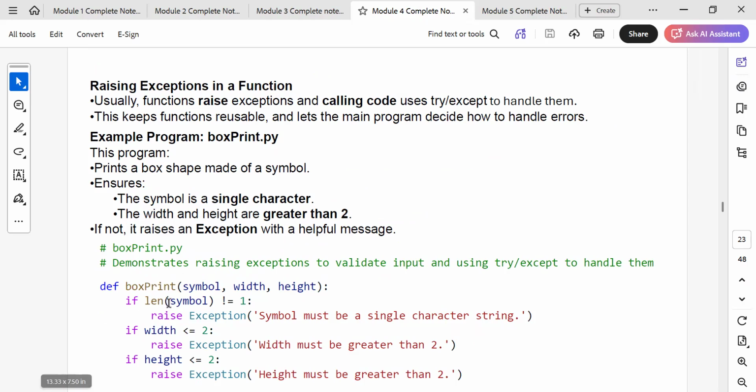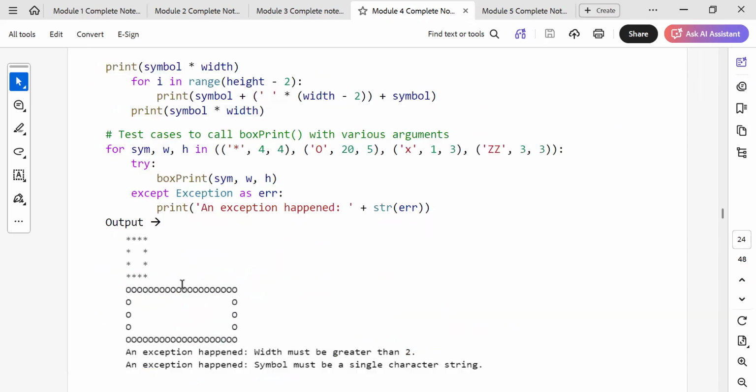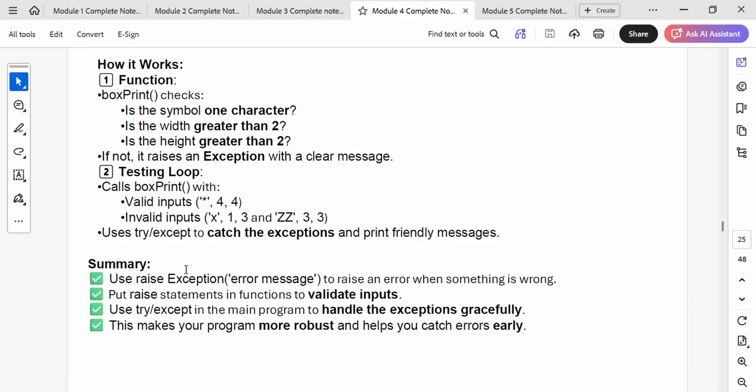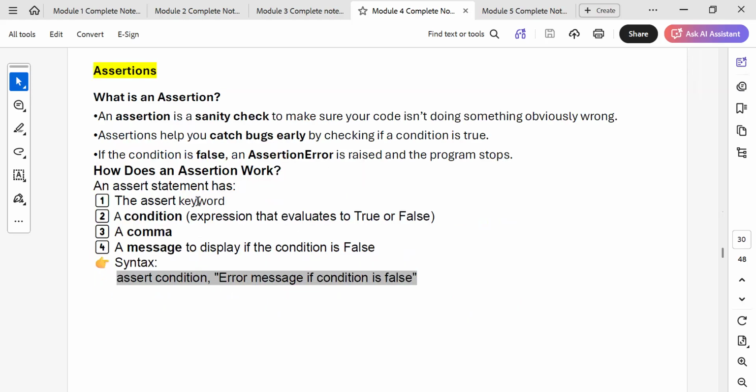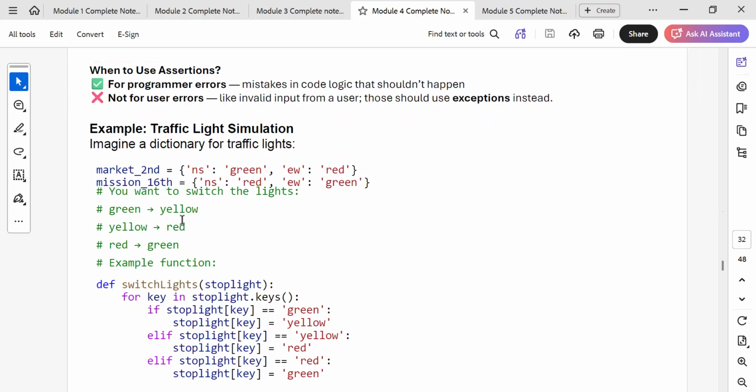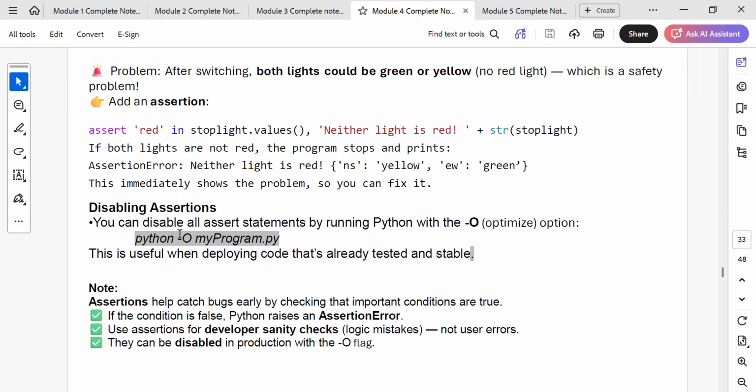So you will have a try block and an except block. What is the purpose of the try block? What is the purpose of the except block? How to write the output? Those things, please prepare. What is the meaning of traceback in the string? Then assertion and their examples. Please practice on these topics.